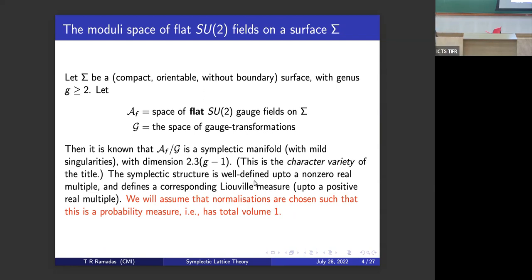So in this case, this would be twice 3 into 6, which is 36, right? Yeah.